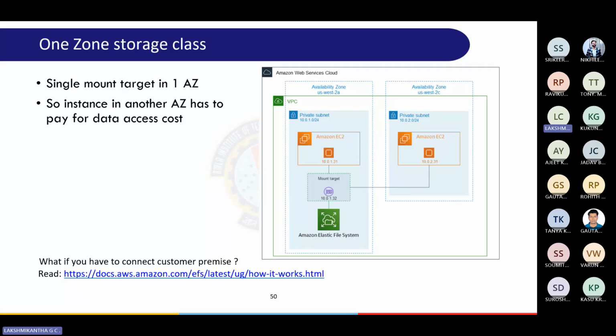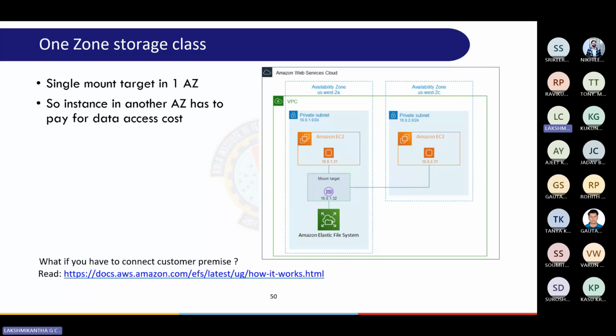One zone storage class. Guys, one zone storage class simplifies the architecture and saves cost, but with what trade-offs? With the one zone class, you only have a single mount target in one AZ. Then what is the trade-off here? Guys, if your compute instance is in another AZ, it has to pay for the data access cost and will experience high latency because the data must travel between AZs. More importantly, if that single AZ fails, the data is unavailable.